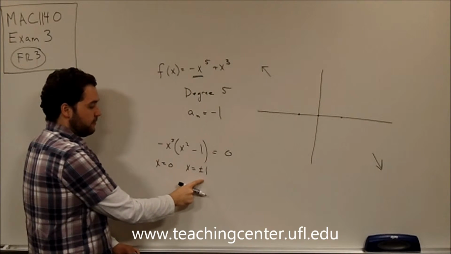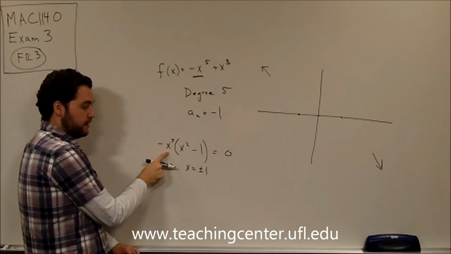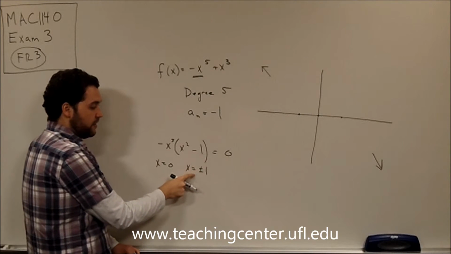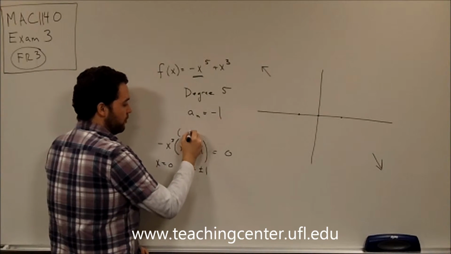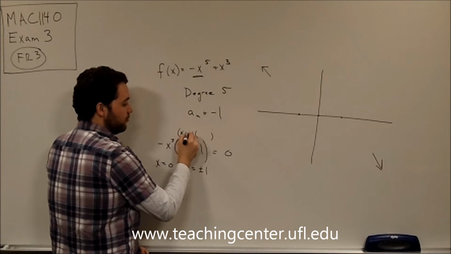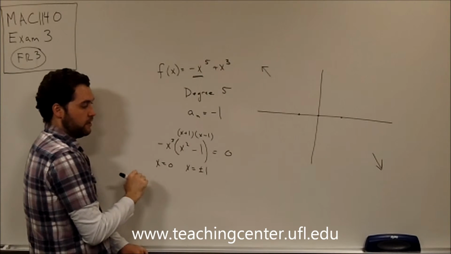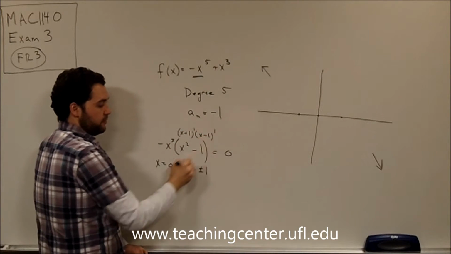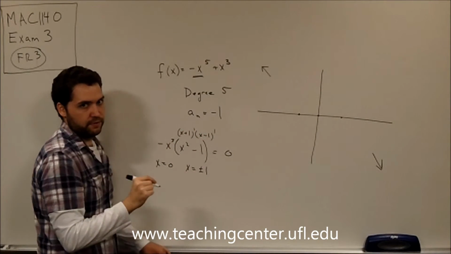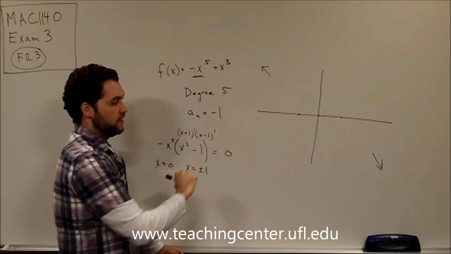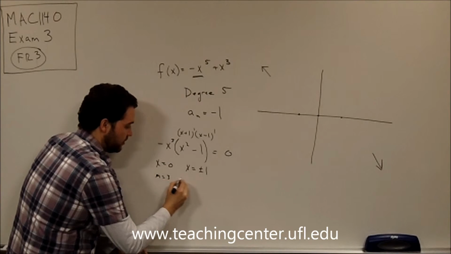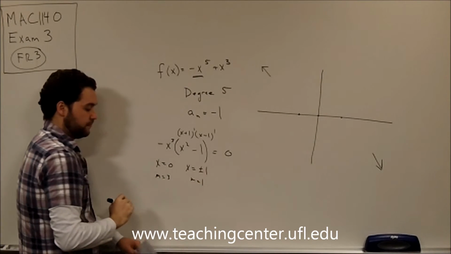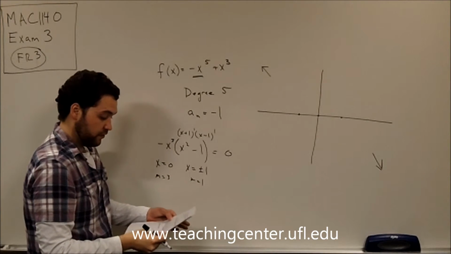So all these actually have an odd multiplicity, because this has a multiplicity of 3, and then plus and minus 1 both have a multiplicity of 1, because you can see that this x squared minus 1 breaks apart into x plus 1, x minus 1. And then that has a multiplicity of 1 and a multiplicity of 1. So since these are all odd multiplicities, you know they're all going to cross the x-axis. Now if we wanted to attach a multiplicity, we'd say this is multiplicity 3, and these are multiplicity 1s. So that was it for part 2.